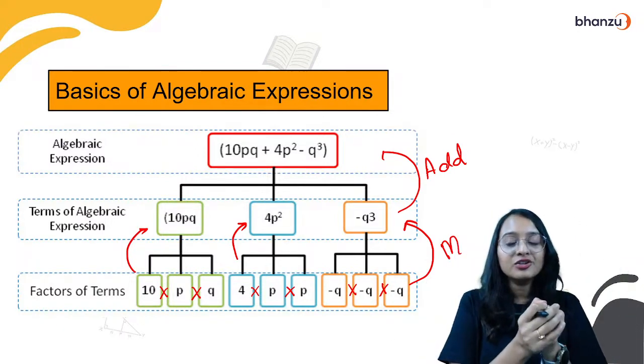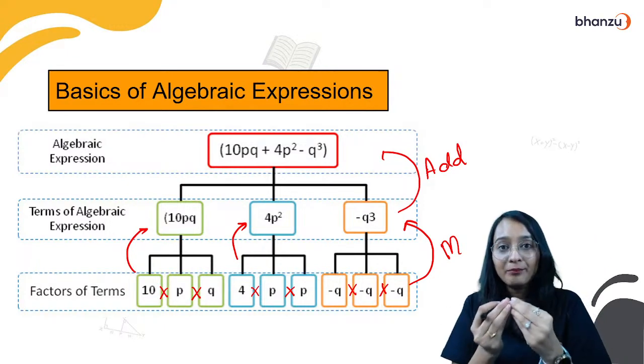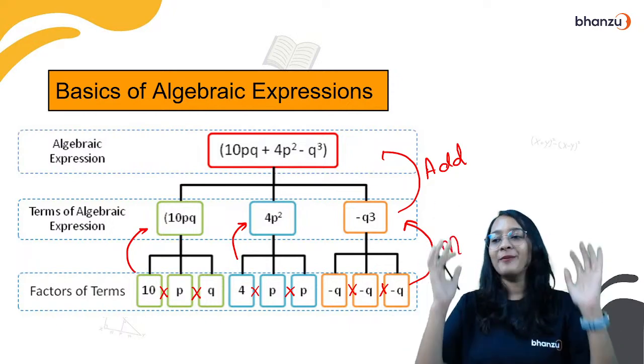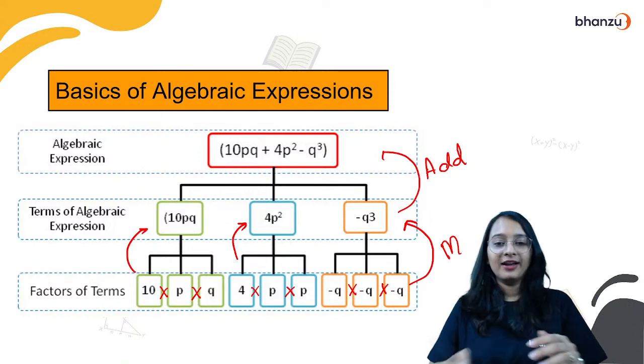Multiply the factors to form terms. Yeah, multiply variables and numbers to form terms. Add your terms to form an expression. Yes? Yes, everybody? All right.